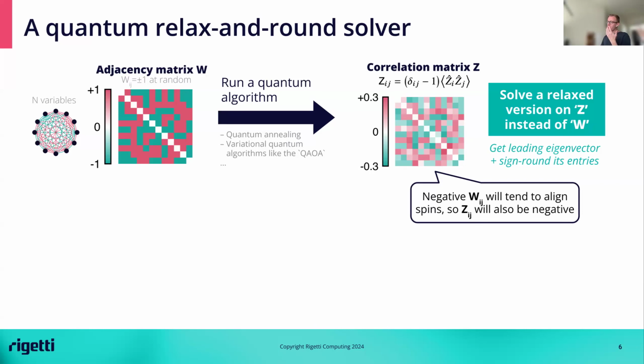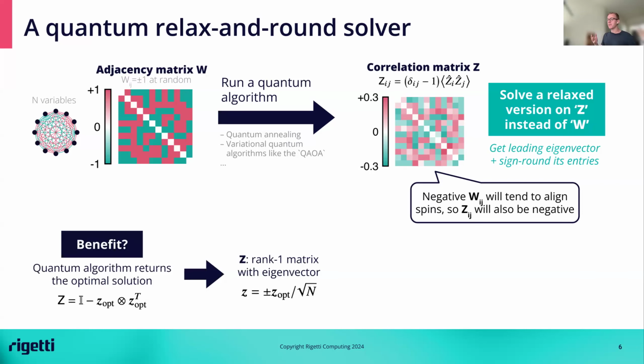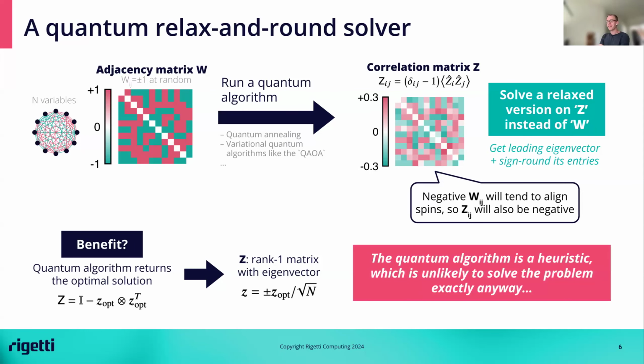So now, is there a benefit of doing that? And yes, there is, at least a very theoretical one, which is that if the underlying quantum algorithm that we use returns the solution exactly, so if quantum annealing or QAOA just outputs bit strings which are all optimal, then the relax and round step will also return the optimal solution. So good, but of course that's an extreme case. The quantum algorithm is a heuristic, which is unlikely to solve the problem exactly anyway.